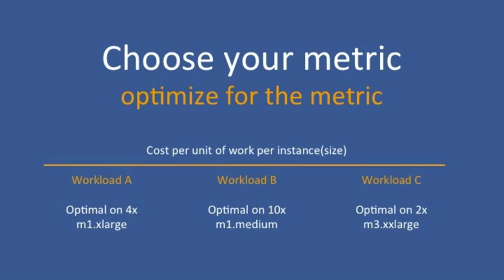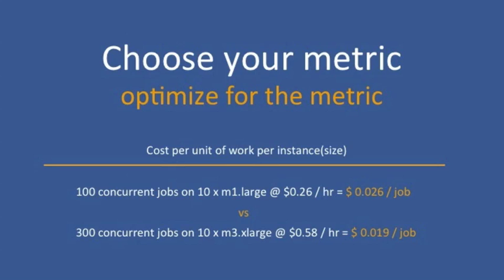So here I've got 3 workloads, workload A, B, and C. And workload A may be optimal on 4 M1 extra large instances, whereas workload B might be optimal on 10 M1 mediums. And workload C might be optimal on an M3 double extra large, on 2 of them. Okay, and what I mean by optimal is that if we look at a simple example here, firstly, I might have the ability to run 10 M1 large instances on the top line, 100 concurrent jobs.